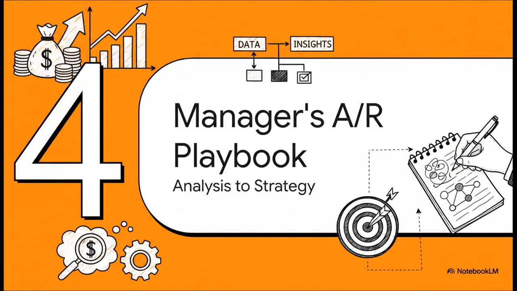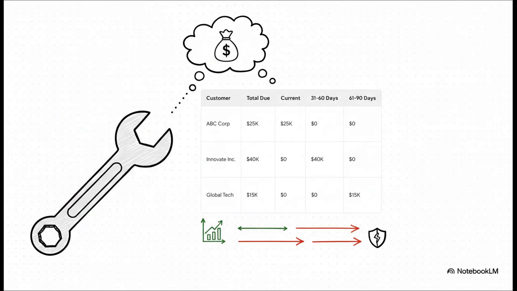So that brings us to the manager's job. How do you go from just reading these numbers to actively managing them? How do you make strategic decisions? This right here is the core of accounting for decision-making. The single most important tool in any manager's playbook for this is the Accounts Receivable Aging Report.